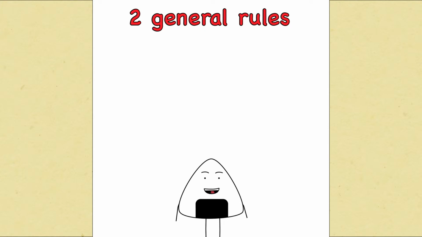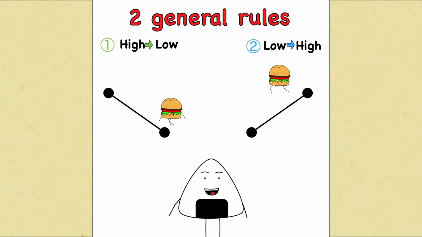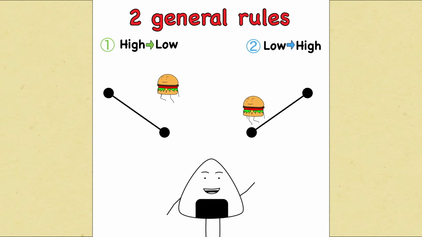There are two general rules that you can use to help when learning pitch accent. 1. If a word starts with a high pitch, the next sound will almost always be a low pitch. 2. If a word starts with a low pitch, the next sound will almost always be a high pitch.